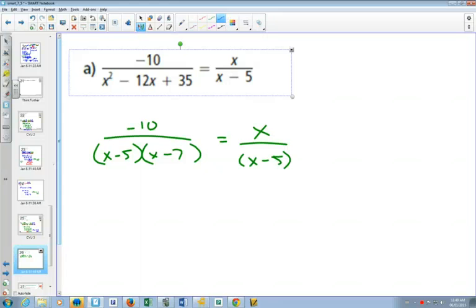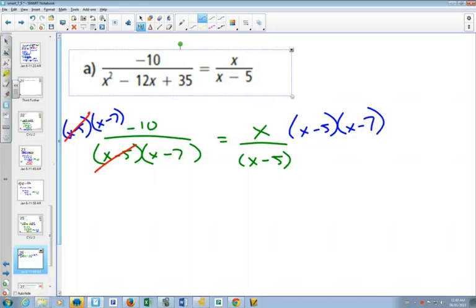Now, if I wanted to get rid of this fraction, x minus 5, x minus 7, I would multiply both sides by x minus 5, x minus 7. Here, the x minus 5s would cancel, the x minus 7s would cancel. Here, the x minus 5s would cancel. And it gives us exactly the same thing that we had in the other question.